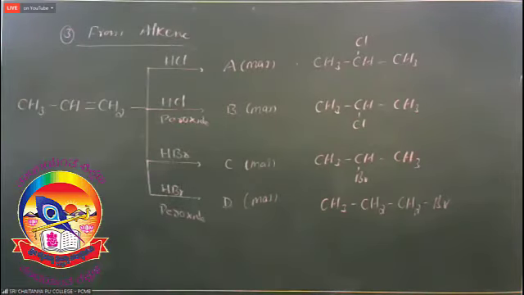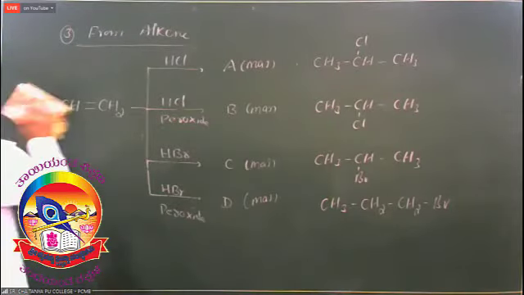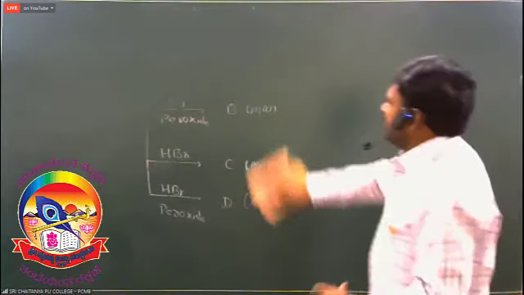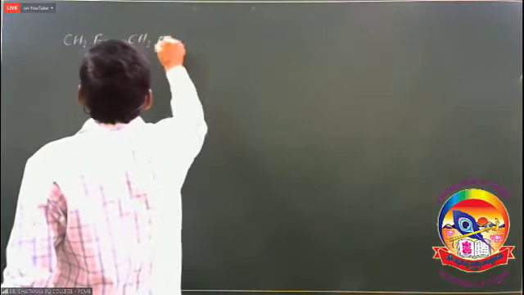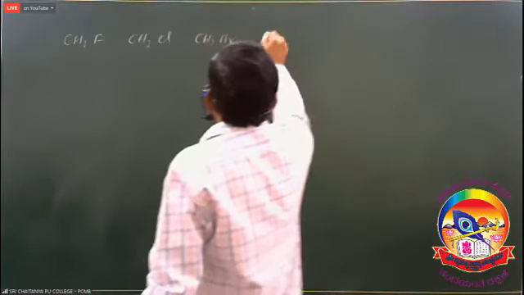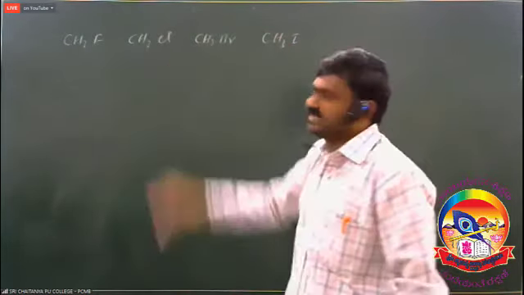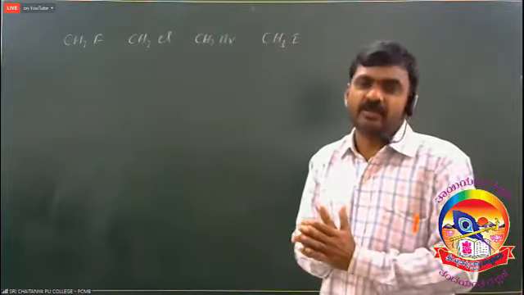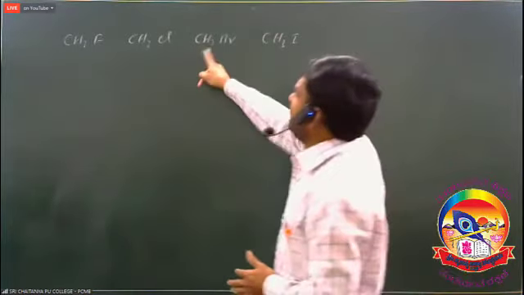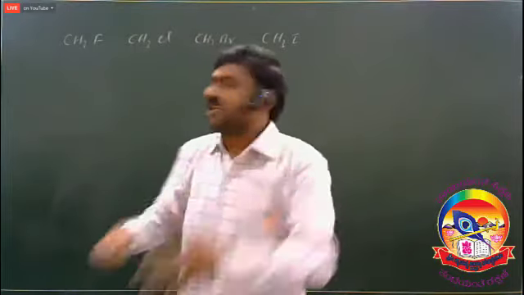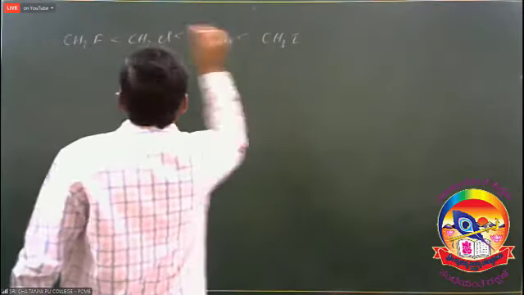The next one, properties. We know the physical properties. With increase in atomic weight or molecular weight of alkyl halide, its melting and boiling points increase. For example, methyl fluoride, methyl chloride, methyl bromide, methyl iodide. As the size or atomic weight of the halogen atom increases, van der Waals force of attraction also increases, so boiling points increase.